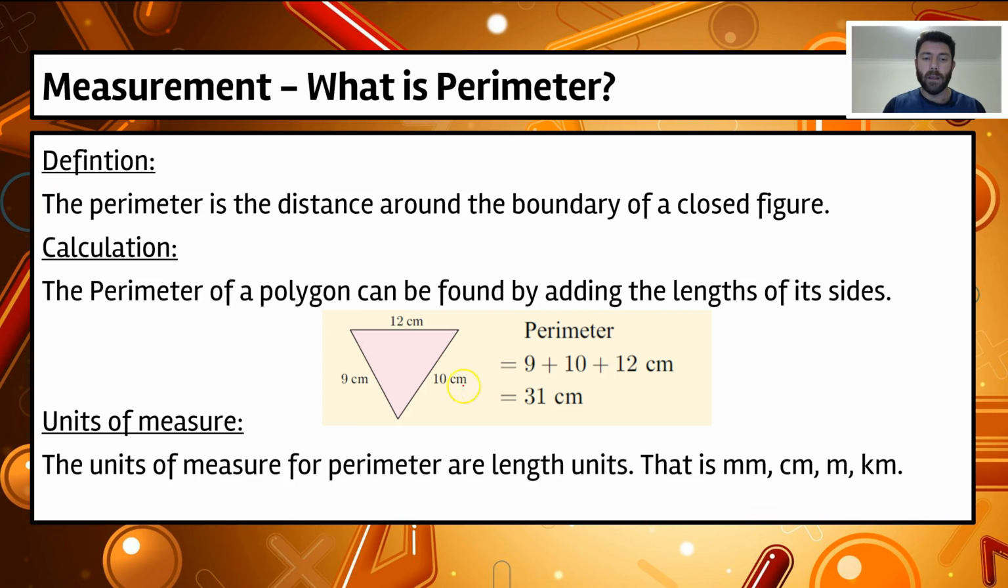In this triangle, we've got three sides: 12, 10 and 9 centimeters. To find the perimeter, which is the total distance around the boundary of that figure, we add those together. So 9, 10 and 12 gives us 31 centimeters. The centimeters are our unit of measure for perimeter. They're length units, so we're not dealing with square units just yet. They're generally millimeters, centimeters, meters, or kilometers if we're dealing in the metric system, which we are.